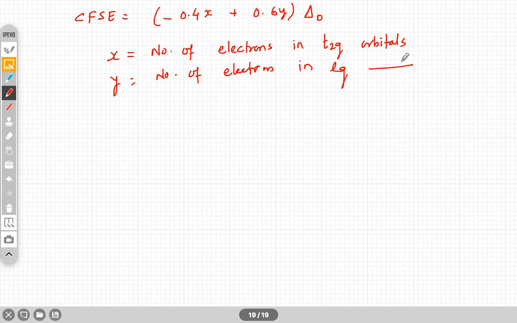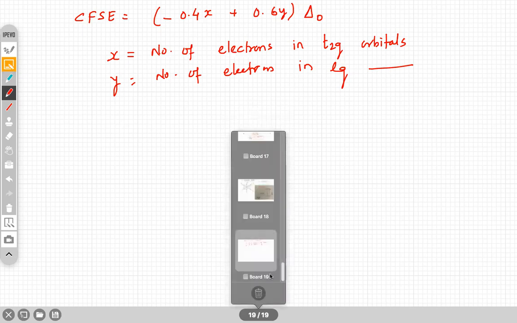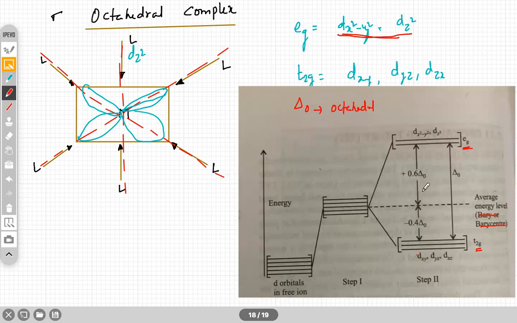So we always have 0.6 delta O for eg and minus 0.4 delta O for t2g, right, when it splits? Yes, even for square planar it's the same thing. This is the splitting, and all these are experimental, how the orbitals split. But then how do we determine whether the splitting is large or small, even though the fraction is the same?